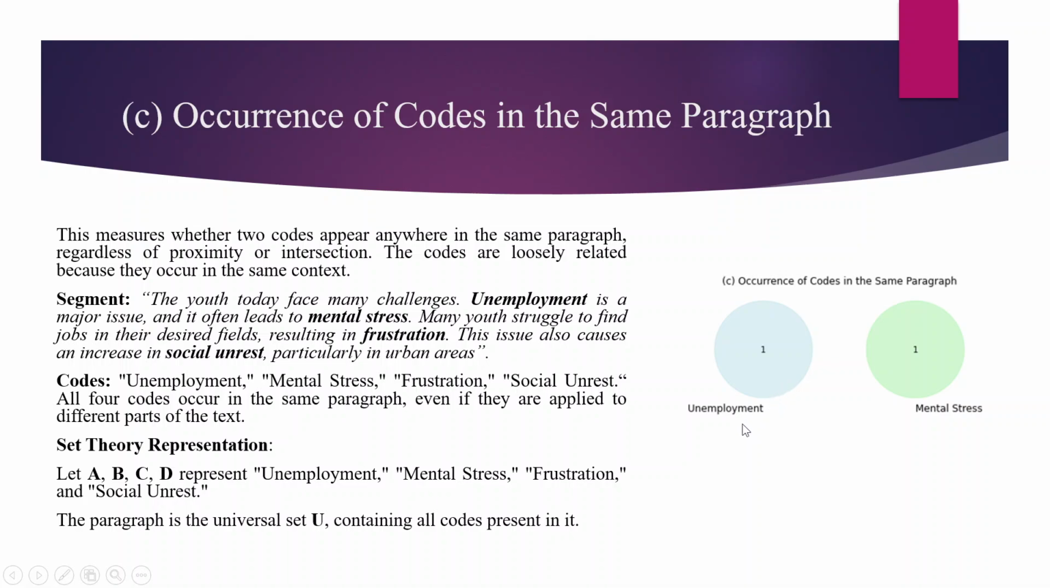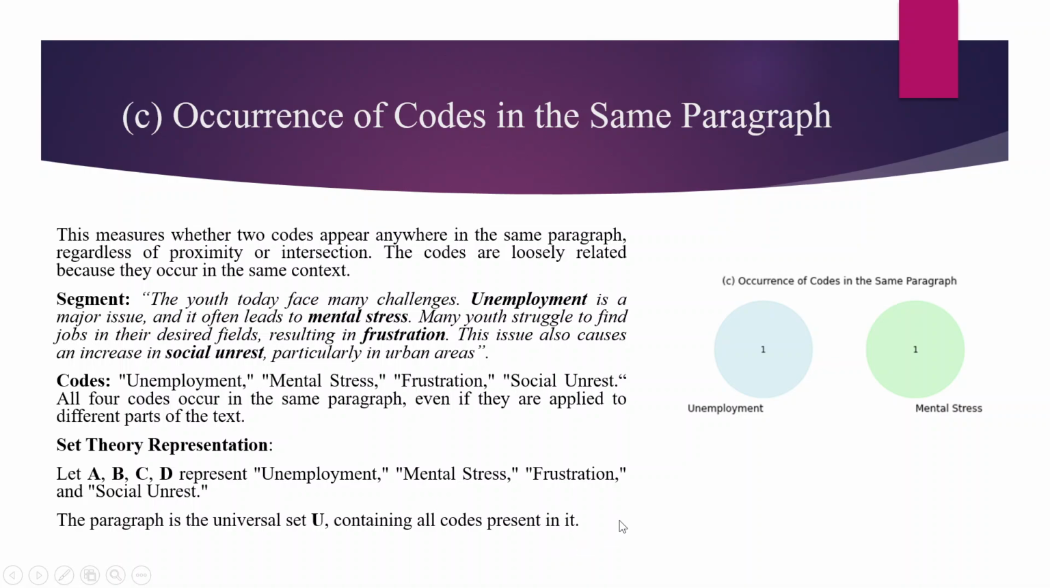So the codes are unemployment and mental stress. Remember, they are in the same paragraph. So the codes are unemployment, mental stress, frustration, and social unrest. All four codes occur in the same paragraph, even if they are applied to different parts of the text. In the set theory representation, let A, B, C, D represent unemployment, mental stress, frustration, and social unrest. The paragraph is the universal set U containing all codes present in it.